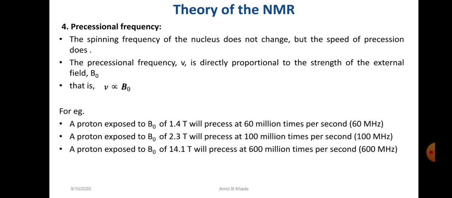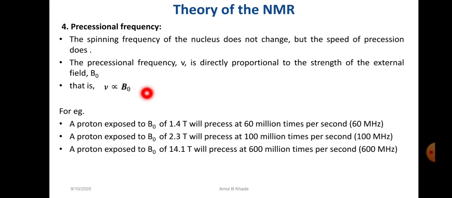Now what is this precessional frequency? It is the spinning frequency of a particular nucleus per unit of time. What we can understand is that the precessional frequency is fixed for a given field, but the speed at which it precesses can be changed. This precessional frequency of a nucleus is directly proportional to the external magnetic field. The precessional frequency is indicated by nu, and nu is directly proportional to B0, the external magnetic field strength.